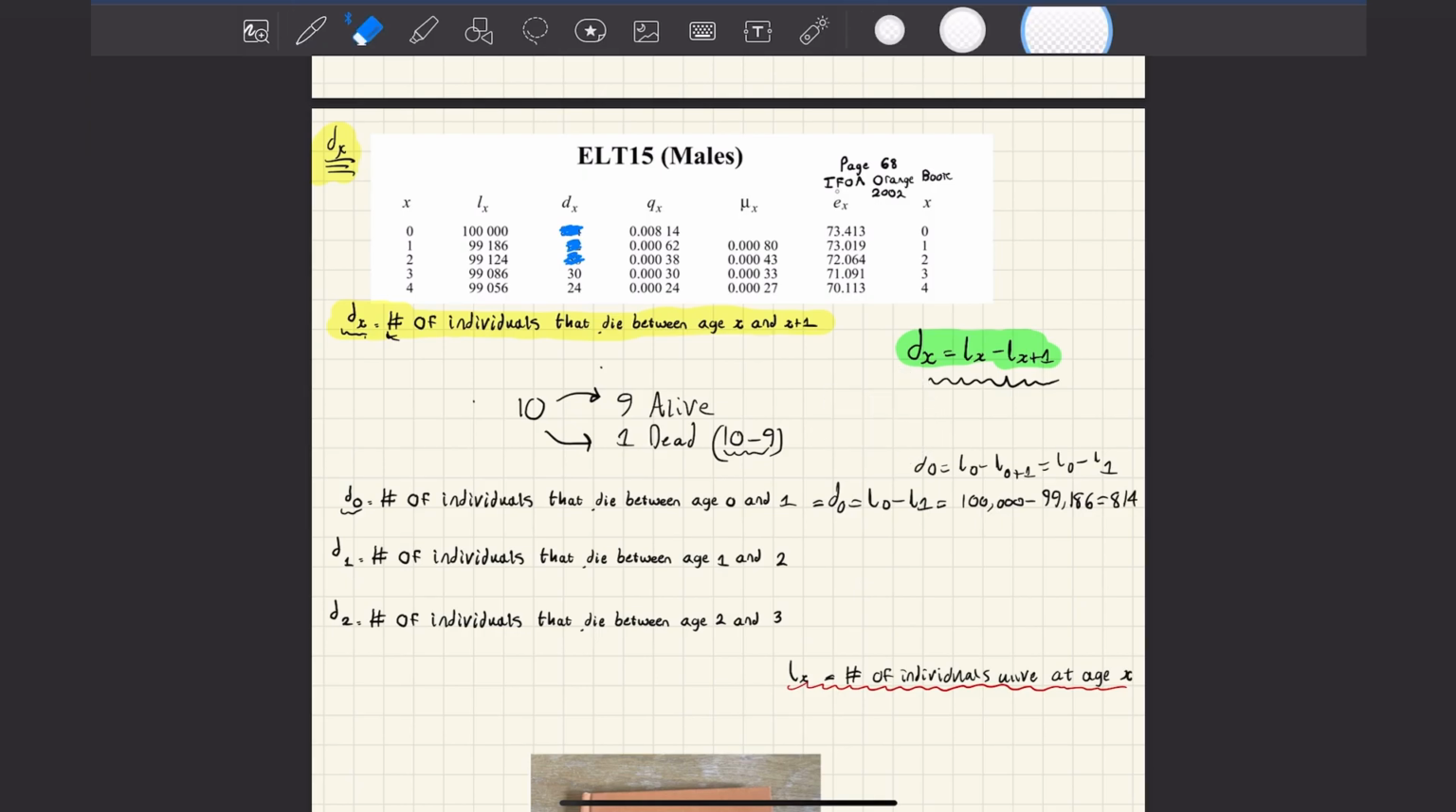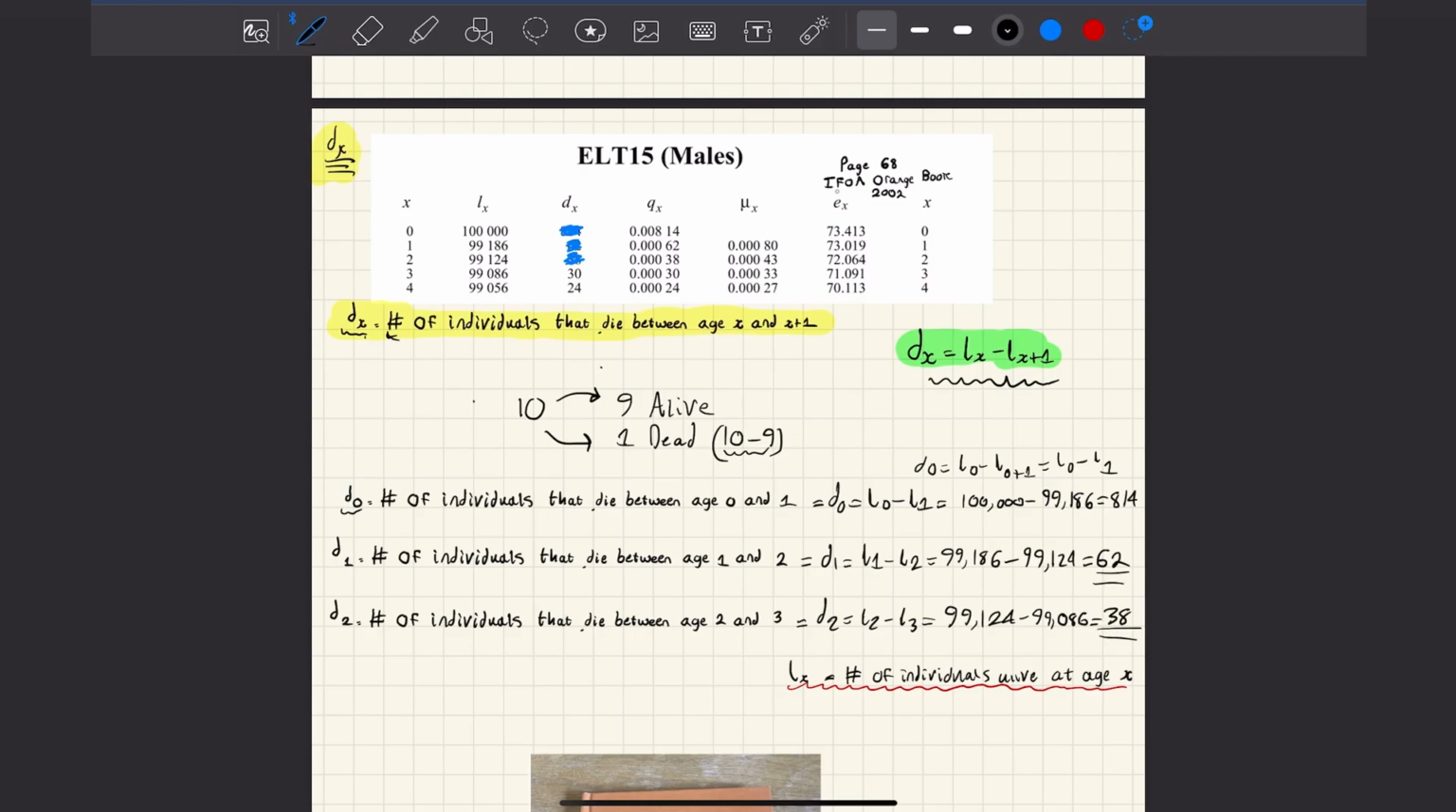For D1, we're just trying to find the difference in the count. So it's L1 minus L2, which is 99,186 minus 99,124, which is 62. And finally, D2 is again just going to be the difference in the counts. So D2 would be L2 minus L3, which is 99,124 minus 99,086, which is just 38. So these are the answers I got, and let's double check the life table to see that they're right.